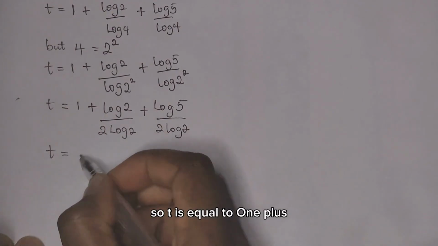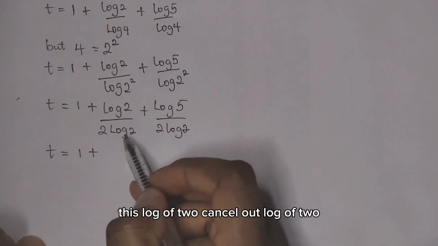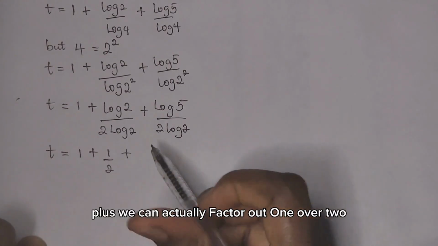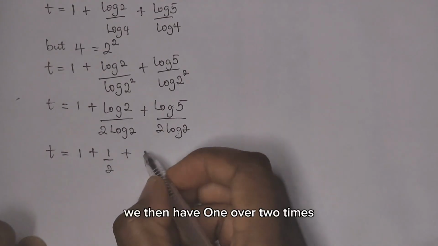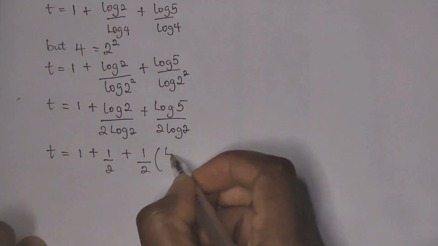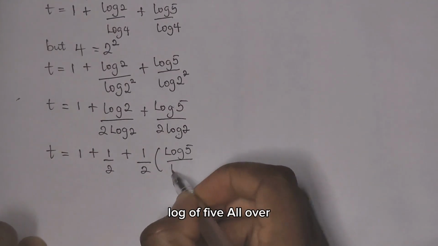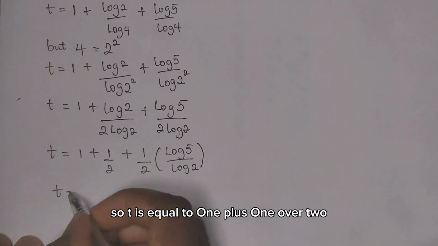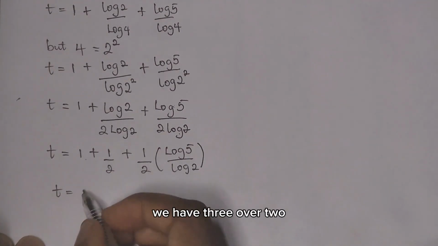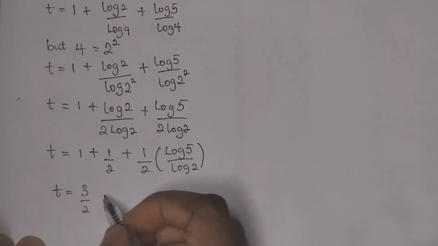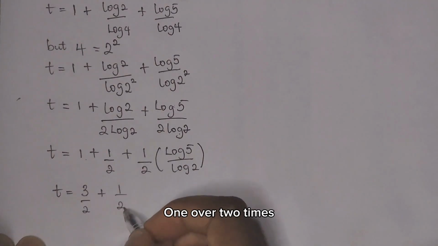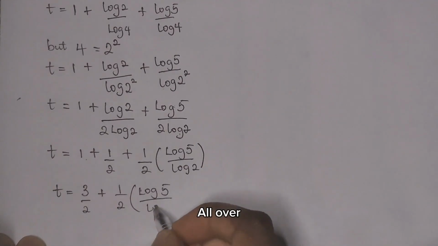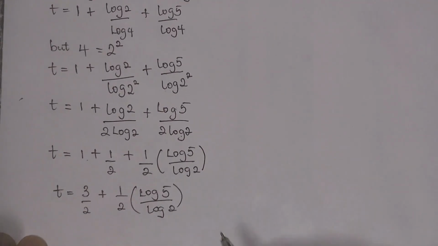So t is equal to 1 plus, this log of 2 cancels out log of 2. We now have 1 over 2 left, plus we can factor out 1 over 2 from here. We then have 1 over 2 times log of 5 all over log of 2. So t is equal to 1 plus 1 over 2, which is 3 over 2, plus 1 over 2 times log of 5 all over log of 2.